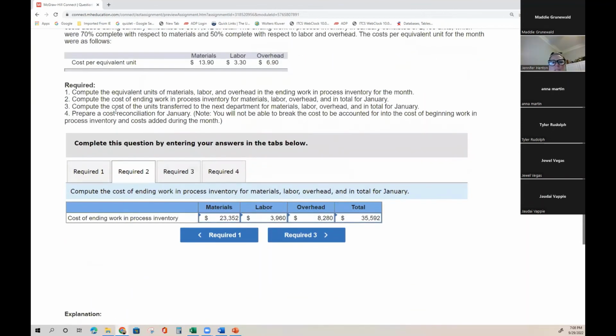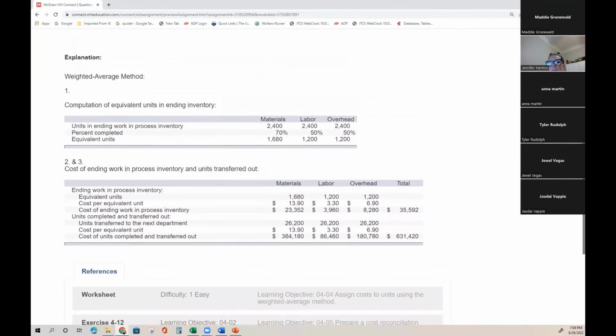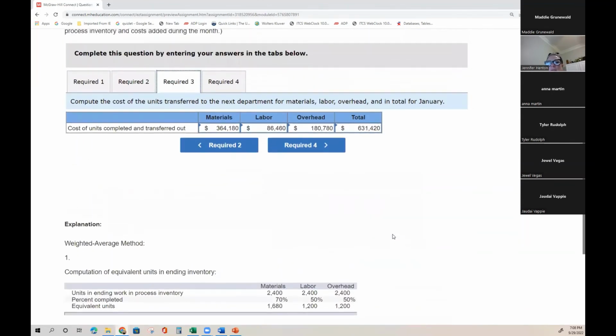The next question says compute the ones that are transferred out. Well, that's what we did on that second part. So all you're going to do is fill in the numbers there based on the numbers coming out and the cost per unit that it gives you. You can come up with your totals, fill those into the blocks.